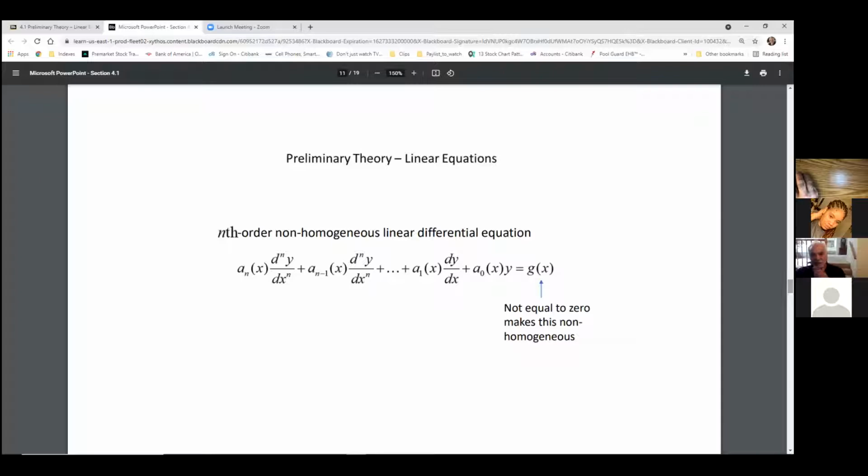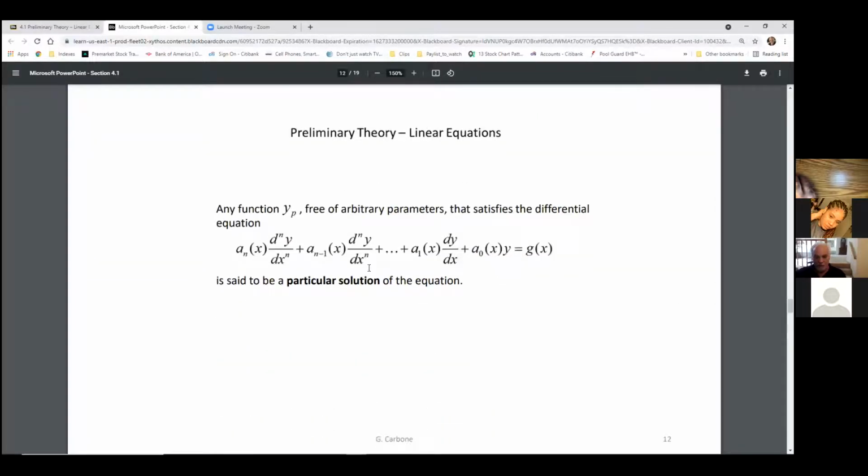All right. So now we're going to talk about a non-homogeneous differential equation. A non-homogeneous differential equation is not equal to 0. We write it in this form, and when it's non-homogeneous, we also have some function of x, which I'm calling g of x. So this is not equal to 0 for a non-homogeneous differential equation.